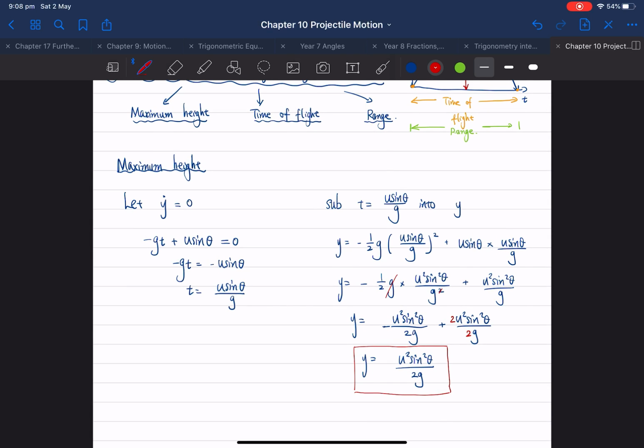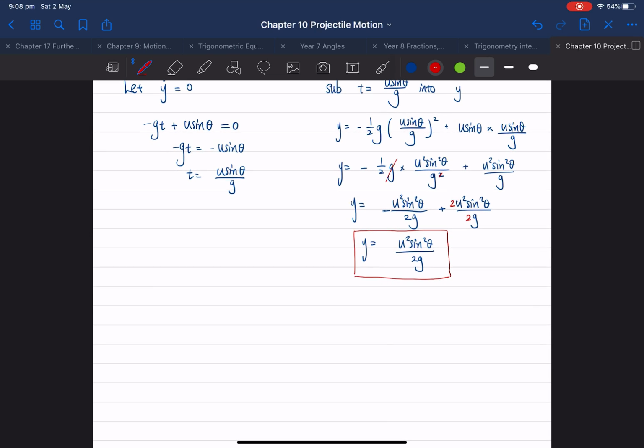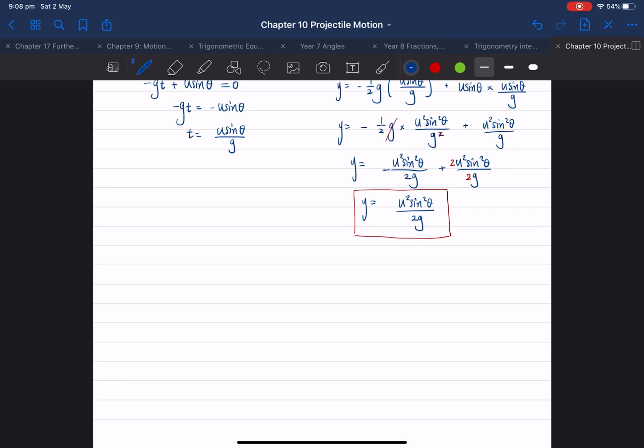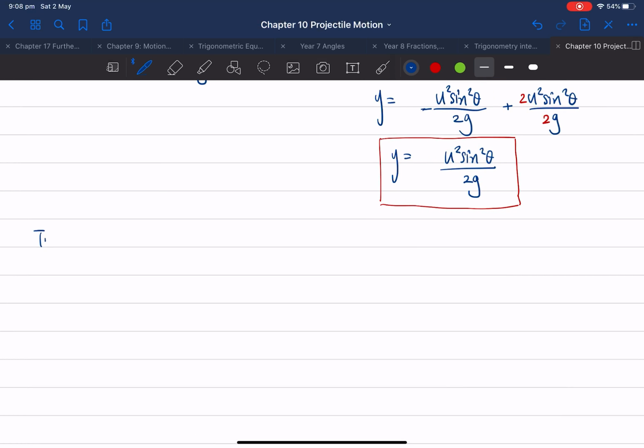Now, we need to find out the time of flight. So how long it takes for the object to reach the final destination. So, time of flight.